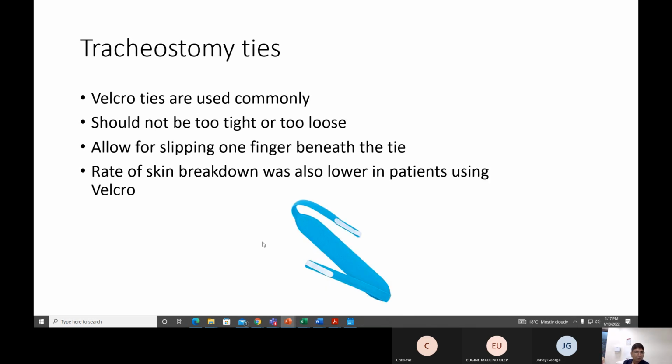For the tracheostomy ties, most often we use this Velcro type because it is softer and thicker in that it doesn't dig into the skin. When the tracheostomy tie is in place, it should not be too tight or too loose. It should allow slipping of one finger between the skin and the tie. If it is too tight, it needs to be released. If it is too loose, it needs to be tightened. The rate of skin breakdown with this type of Velcro tie is less than other types. Cotton ties are available, but they are narrow and they can dig into the skin.